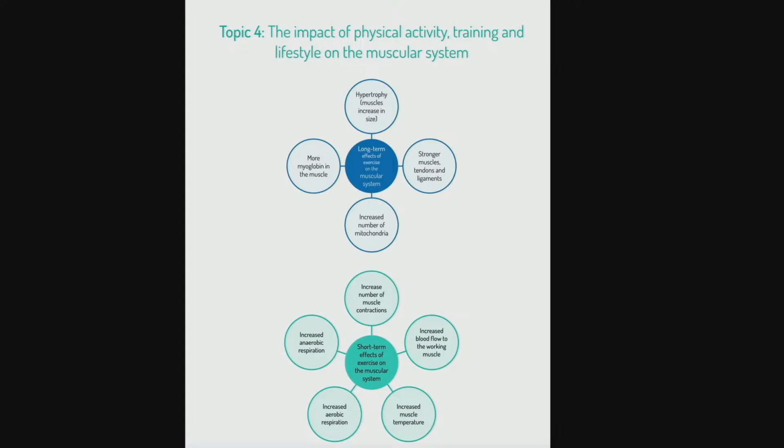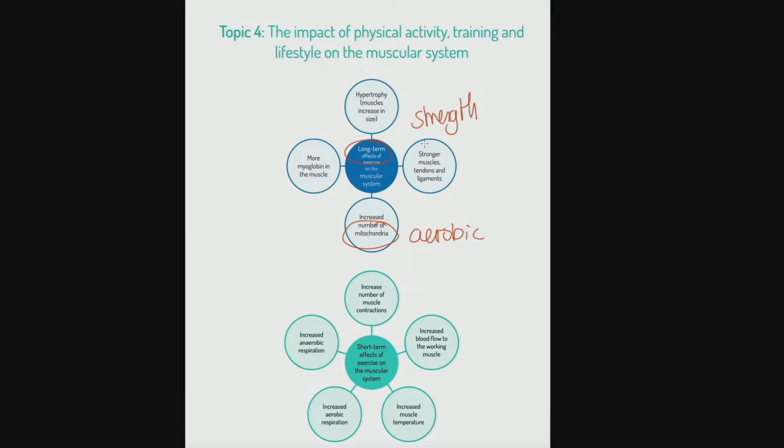Quick change of canvas and we're back on with it. So look, impact of activity, training and lifestyle on the muscular system. Let's look first of all at the long-term effects. We are talking about the hypertrophy of muscles, basically getting bigger. We're talking about stronger muscles, ligaments and tendons, fantastic. We're talking about more mitochondria, particularly considering that this is more to do with aerobic work, and these ones here to do with strength work or anaerobic work.